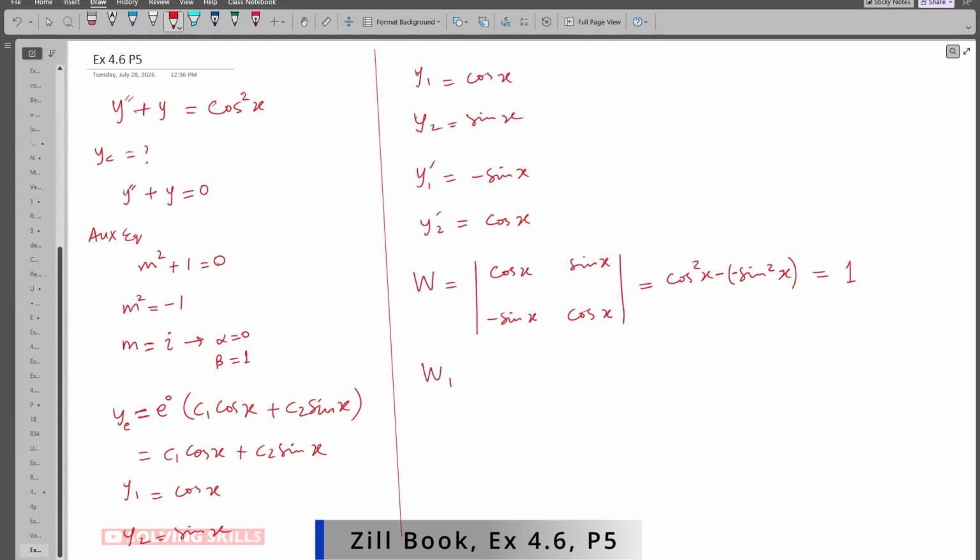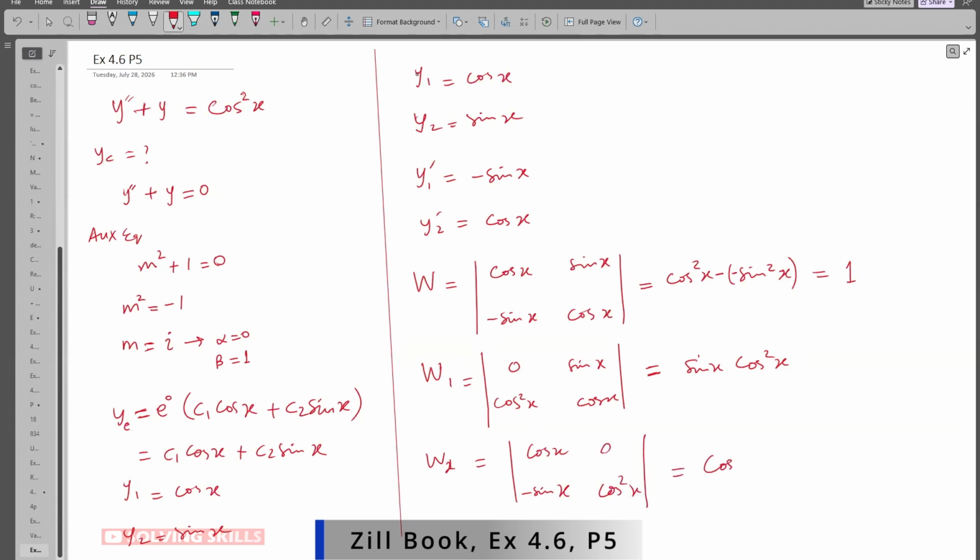So similarly, W1 will be that the first column is replaced with 0 and f of x. In this case, f of x is cos square x. So we write cos square x, and here we write sine x, cos x. We take the determinant again. And now again, I'm demonstrating this by using my memory only, and in my opinion, it is very easy to remember. So this is sine of x cos square x, and similarly W2 will be the determinant of cos x, all of this, cos x minus sine x, and then all of this, which is 0 and cos square x. So it would be cos cube x.